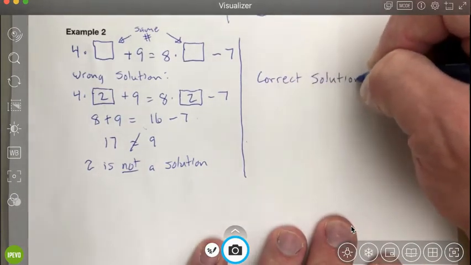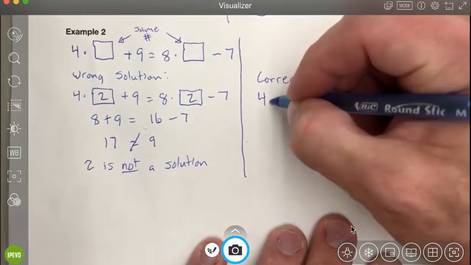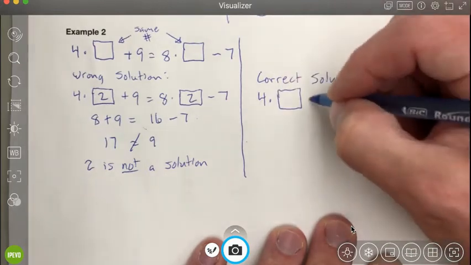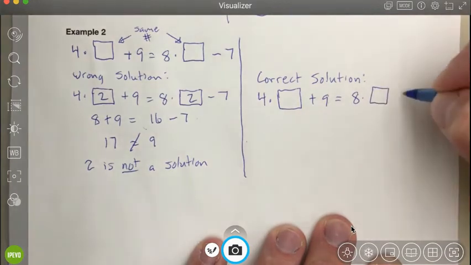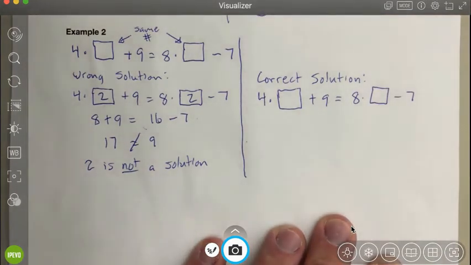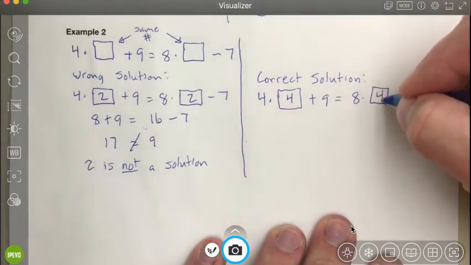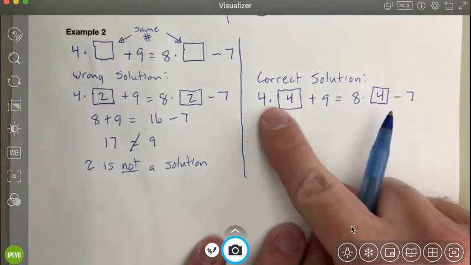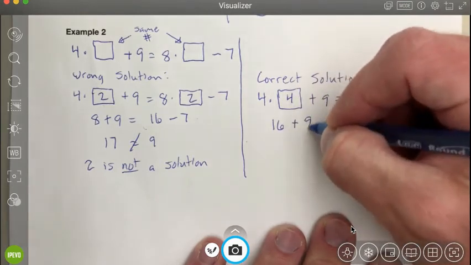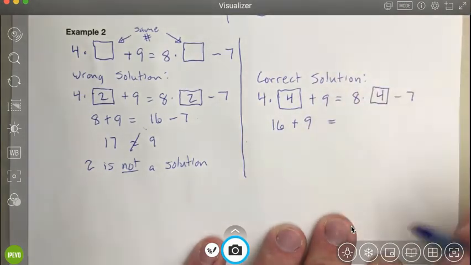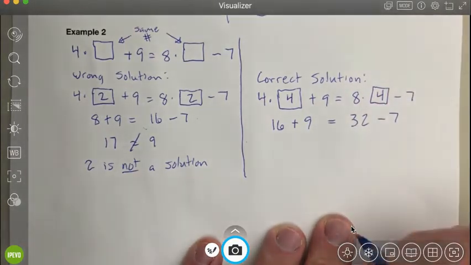So let's take a look at a correct solution. Once again, maybe you've been thinking about this and you think you've got it. If you do, go ahead, pat yourself on the back. Here, I'm thinking, what if I put a 4 in here? Well, let's simplify each side. 4 times 4, that's 16, plus 9, equals, okay, I see 8 times 4 is 32, minus 7.